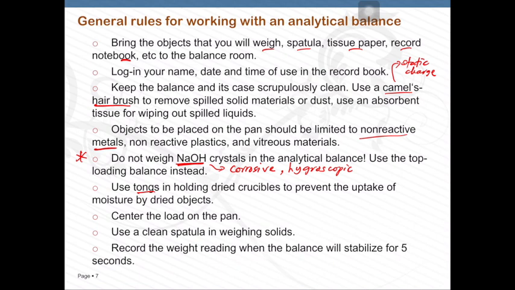And record the weight reading when the balance has stabilized for 5 seconds. So take note that when you weigh something on top of your analytical balance, it will not immediately stabilize. It will register different readings first, but wait for some time until the reading is stable. Those are the things that we have to remember when using the analytical balance.